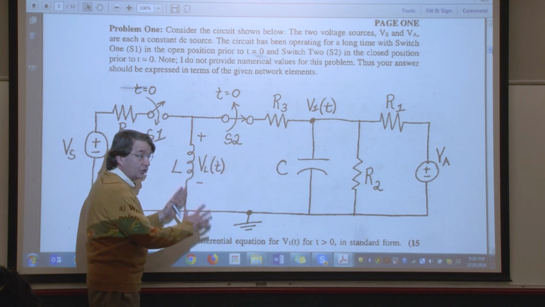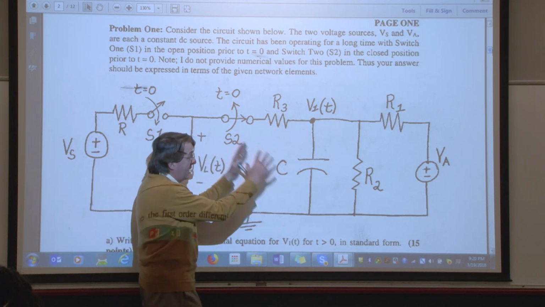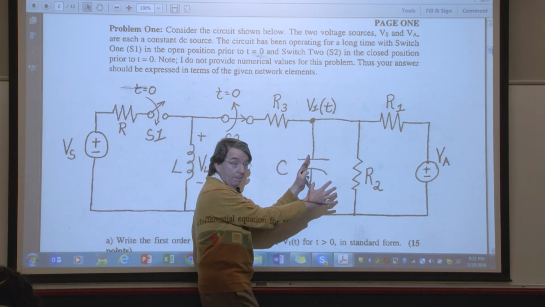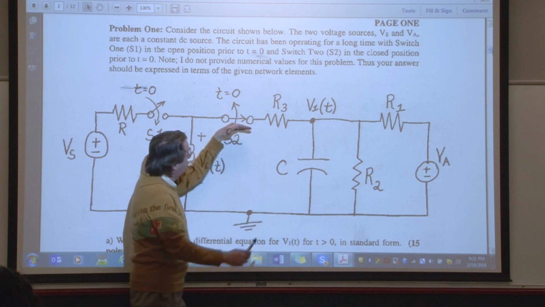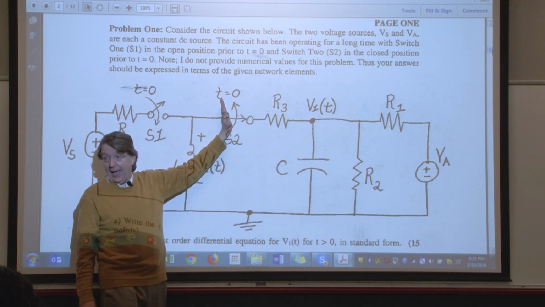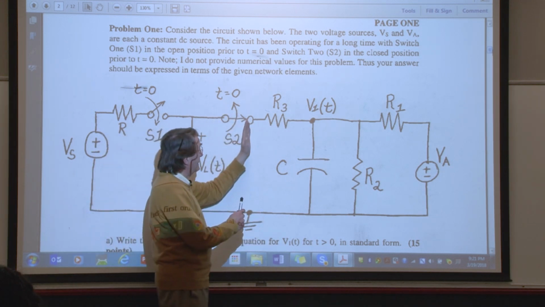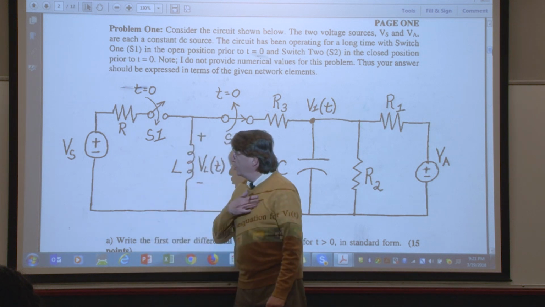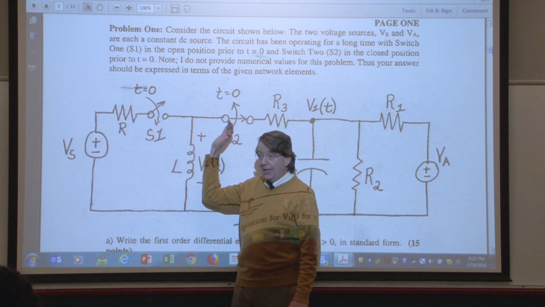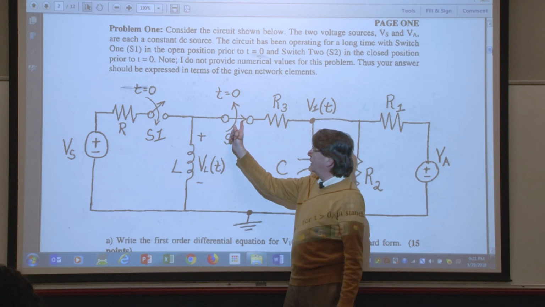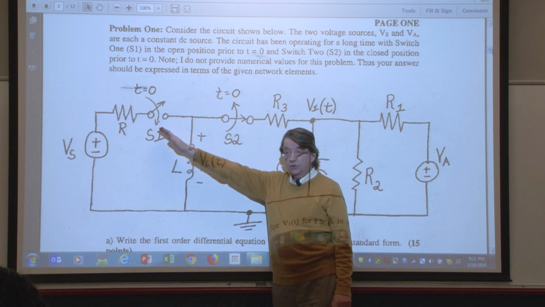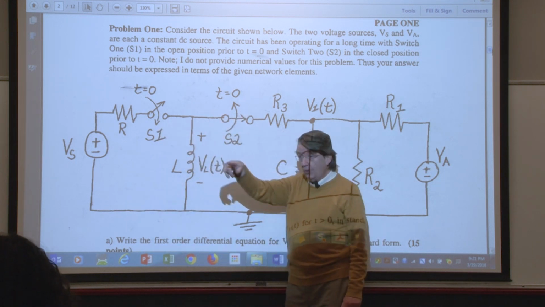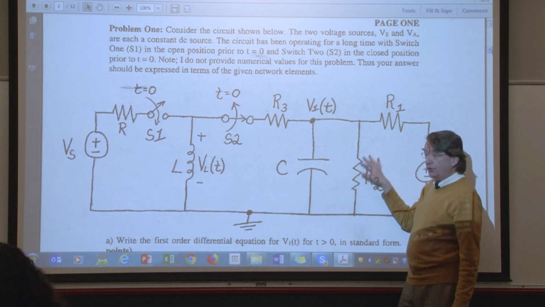So I am asked to write an equation for V1 of t. V1 of t is over here. And switch 2 opens at t equals 0. So my colleagues, everything to my right has no impact because switch 2 is open. It's gone. So Emily, I just need to focus over here.